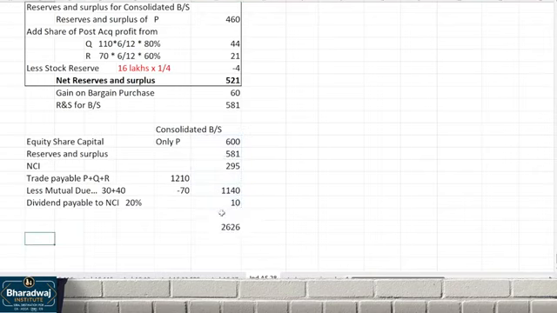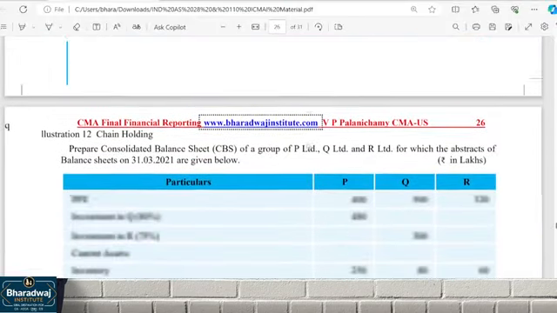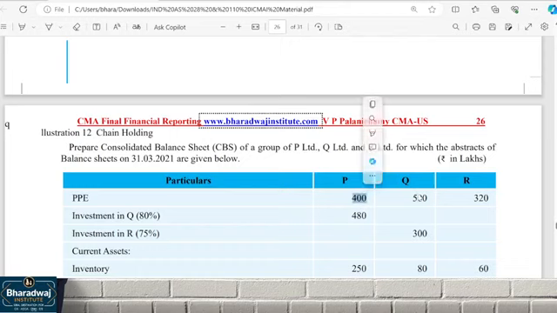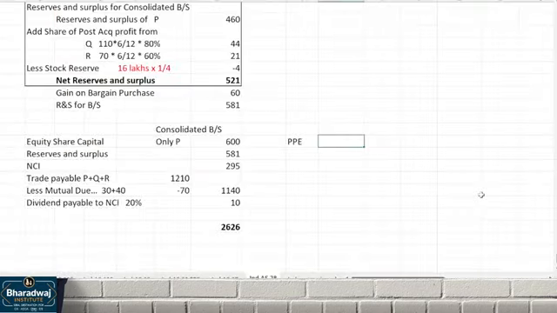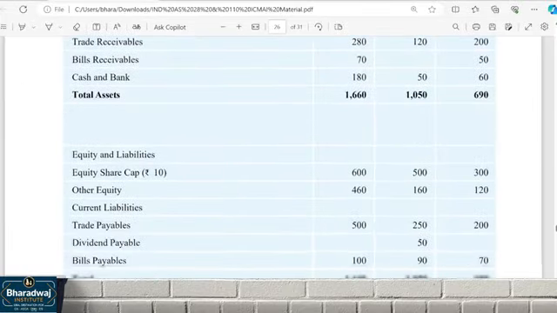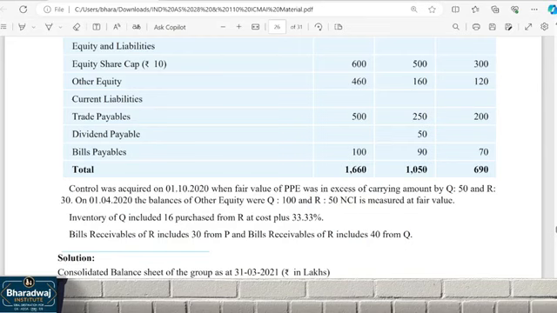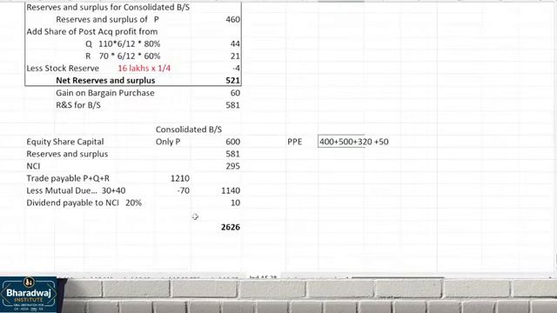Wait, there are many revaluations in plant and machinery. Plant, property and equipment, holding and subsidiary company. What is the plant, property, equipment? 400 plus 500 plus 320 plus the fair value change we have done. Given in the adjustments: fair value change 50 and 30. Yes, it is an increase, that is what we do.